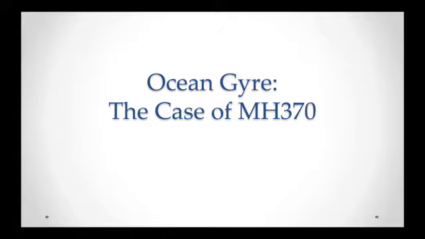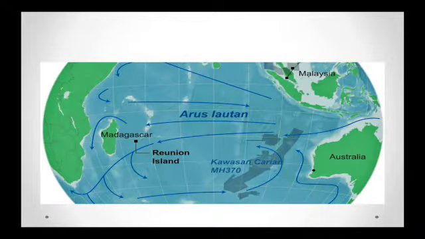So the case of MH370. I'm not sure, probably you were still in school when this tragedy happened. We don't want to talk about all this speculation, but based on our scientific understanding, MH370 crashed in the southern part of the Indian Ocean, not far from Australia. I mean, Australia is the closest. It is actually very far, about 3,000 kilometers from the closest town, Perth. All right, so this is the search area.